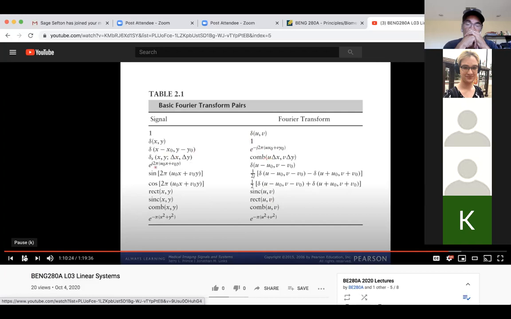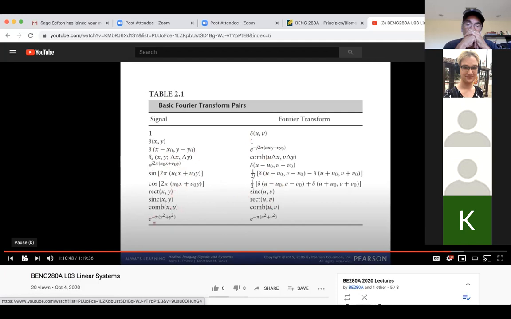Well, we know this one here because we already did it, right? This transform pair and this. Sine of a plane wave gives us delta functions. Cosine of a plane wave gives us delta functions in the plane. The rect is sinc. Sinc is rect. The comb goes to comb up here.